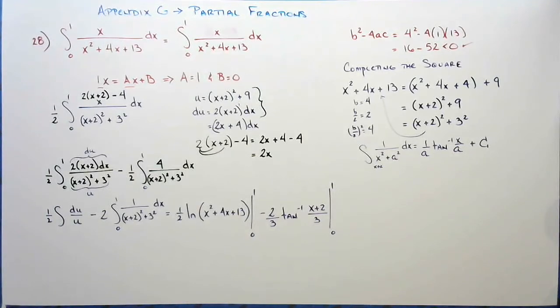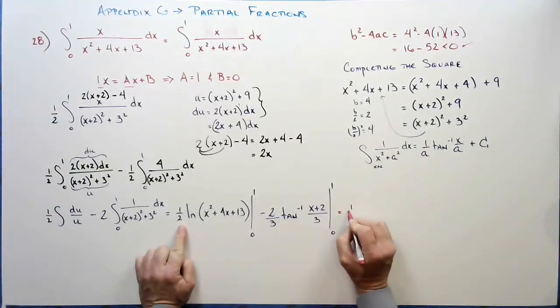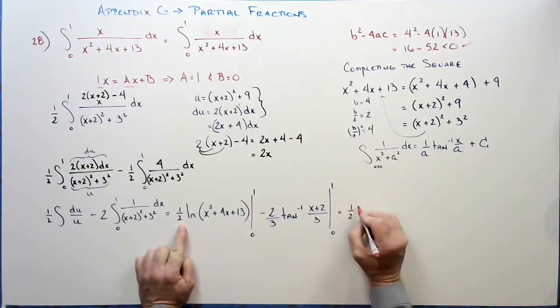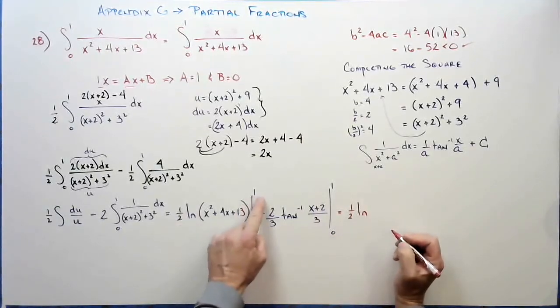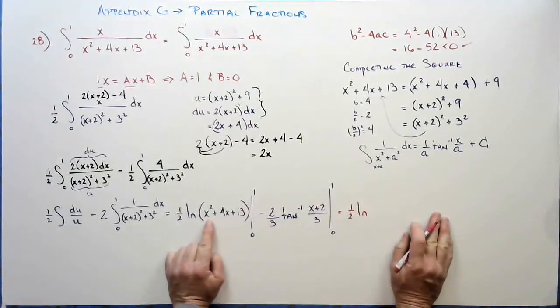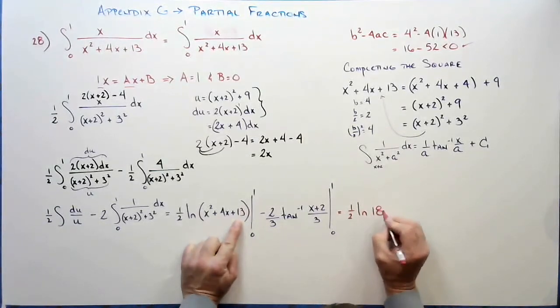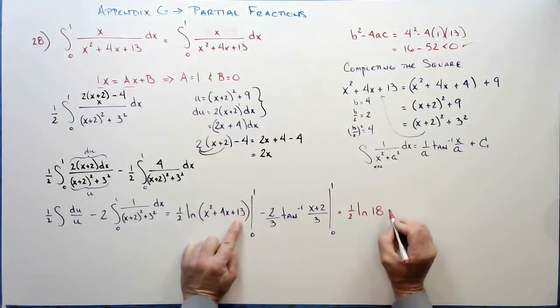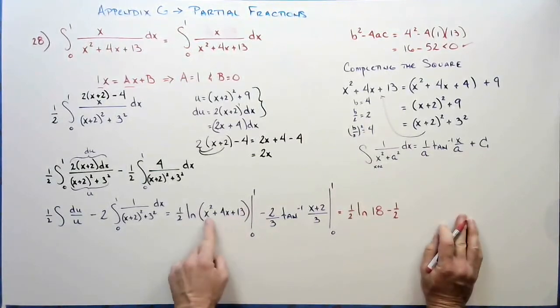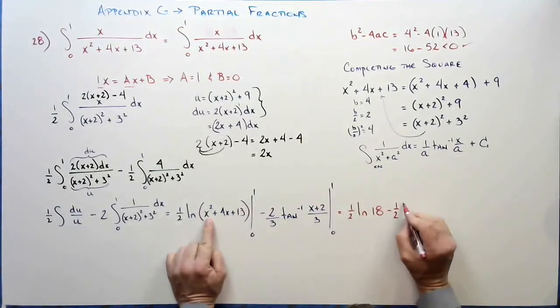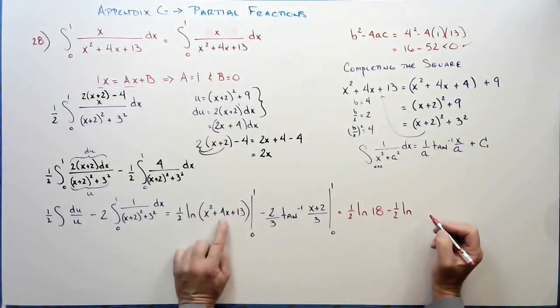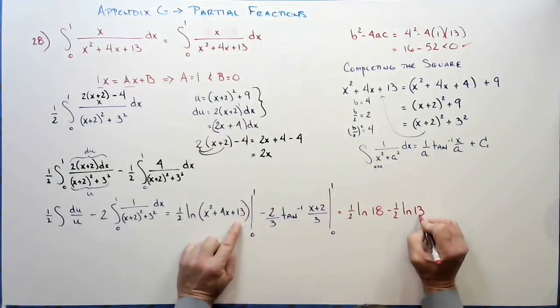Now, we still have to evaluate this. So if we evaluate this, what are we going to get? Well, here we're going to get 1/2 the natural log. We're going to put a 1 in here, so that's going to be 1 plus 4 plus 13, the natural log of 18. Minus 1/2. We're going to put a 0 in here, so that's going to be the natural log of 0 plus 0 plus 13.